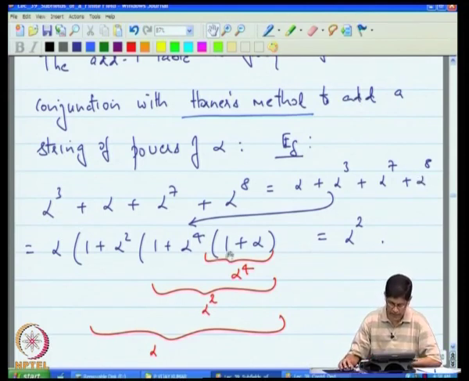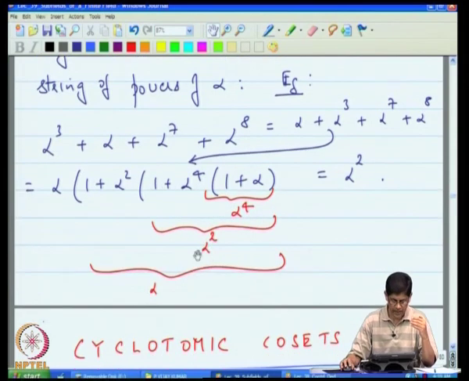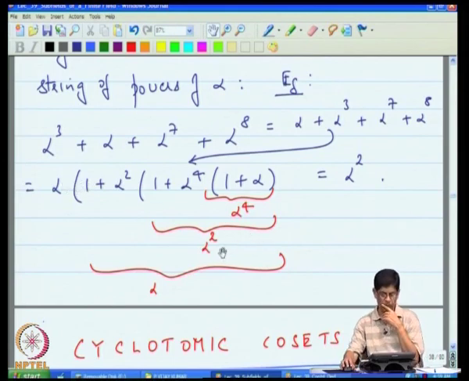Now, once you have written it out, this is set up so that you can recursively use the add-1 table. So, for example, here 1 plus alpha is alpha to the 4, alpha to the 4 times alpha to the 4 is alpha to the 8, 1 plus alpha to the 8 is alpha squared. Alpha squared times alpha squared is alpha to the 4, 1 plus alpha to the 4 is alpha, and alpha times alpha is alpha squared. So, that is your final answer here.